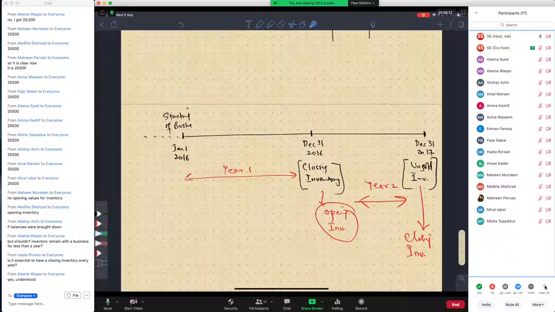Good. And Hadia's question over here, is it essential to have a closing inventory every year? The answer is no. But most of the cases, you will have some unsold inventory lying in your warehouse somewhere. The reason is that you cannot predict that how many goods are going to be sold. So you always buy a buffer when it comes to purchases.